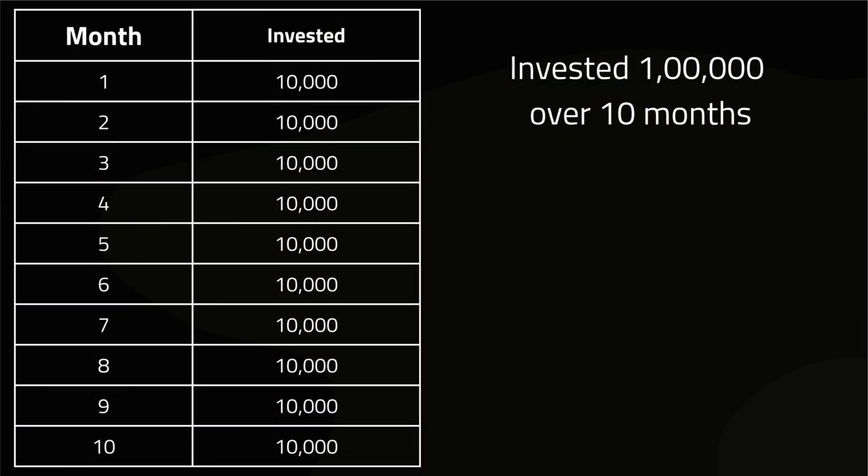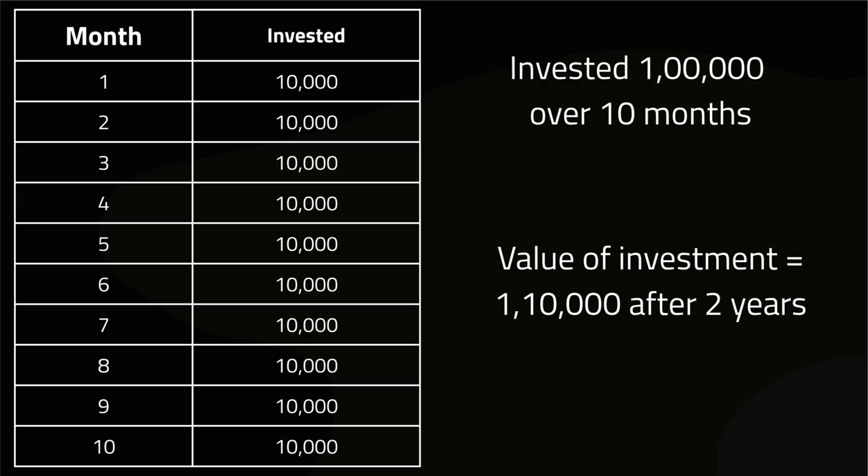Now let us change the example slightly. Instead of investing 1 lakh rupees on a single day, imagine you invested 10,000 rupees every month for 10 months. And after 2 years, the total value of this investment became 1 lakh 10,000. In this case, CAGR does not work. Why? CAGR is talking about point-to-point returns. It assumes that all investments are done at one time. And when there is a series of investments, CAGR does not work.